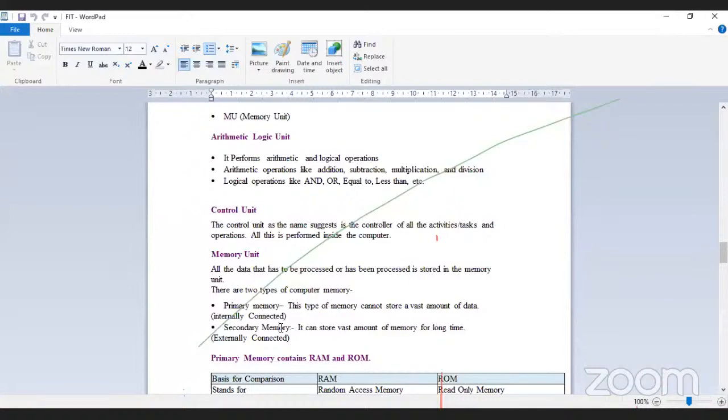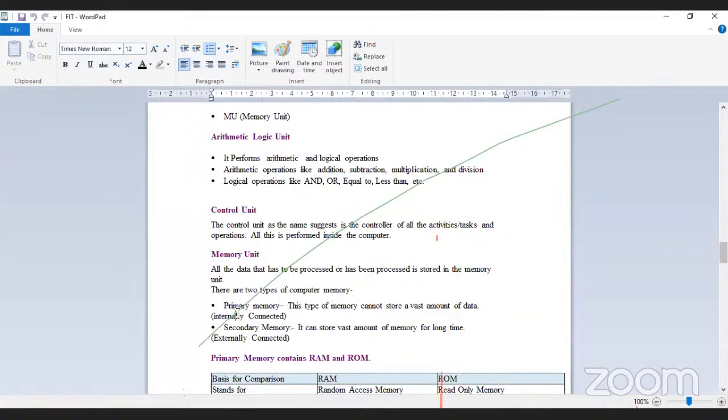Basically, if you are looking at a computer, I'm not talking about a laptop, I'm talking about a PC, a personal computer. There are different parts. The CPU will be a box shape. The monitor will be apart from that box. The keyboard and mouse are also apart from that box. Inside the CPU there will be a motherboard. Some memories like RAM and ROM will be attached on the motherboard itself.